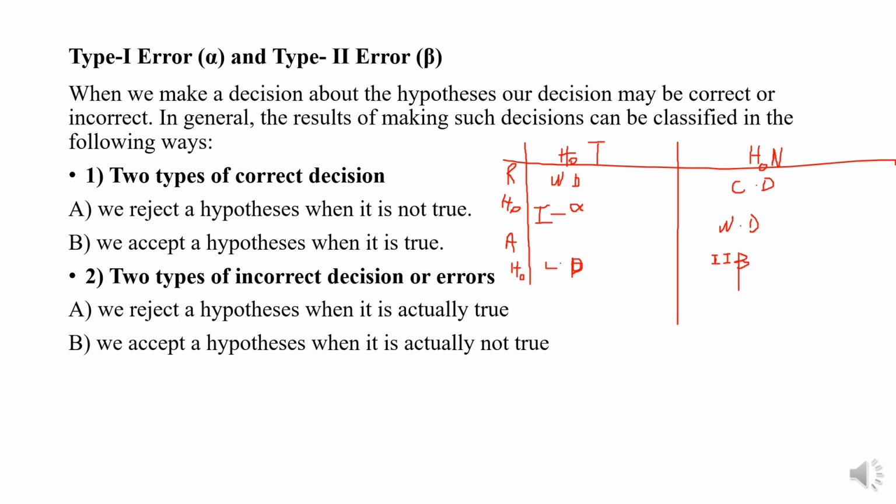So if we reject a hypothesis when it is actually true, we are committing type 1 error. The probability of committing type 1 error is denoted by alpha. And if we accept a hypothesis when it is actually not true, we commit type 2 error. The probability of committing type 2 error is denoted by beta. So these two types of error are presented in the table.